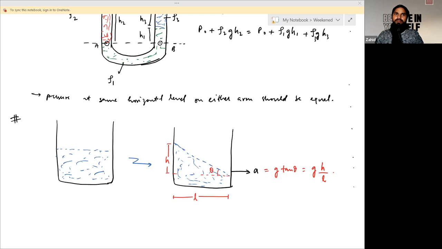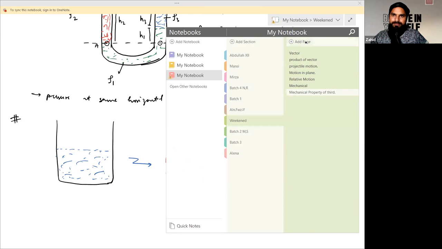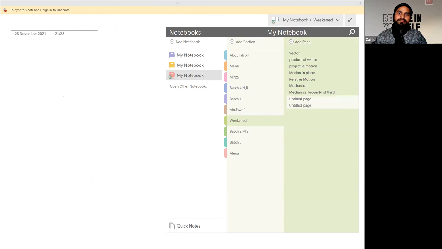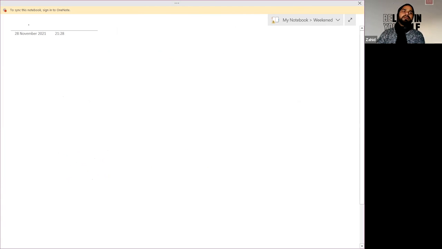So this is about pressure and Pascal's law till this point. Let's start a new topic: surface tension. For this, I will first define molecular interaction.